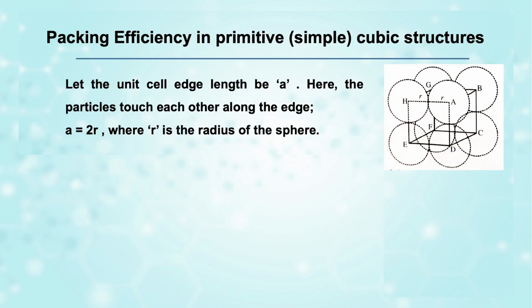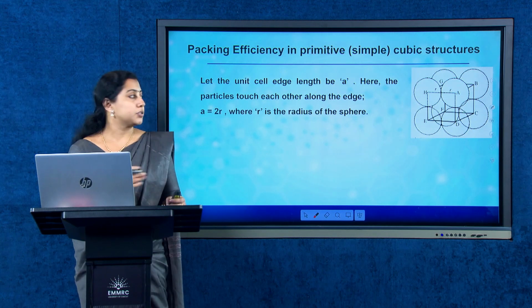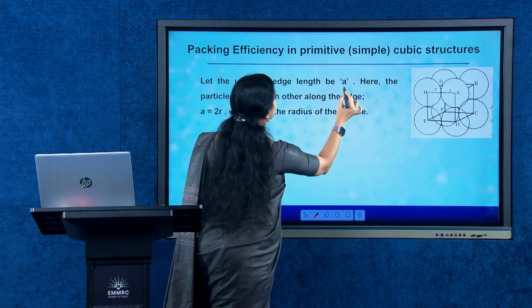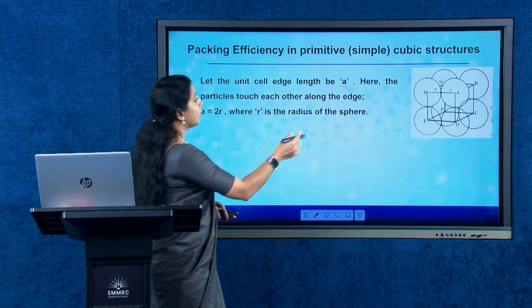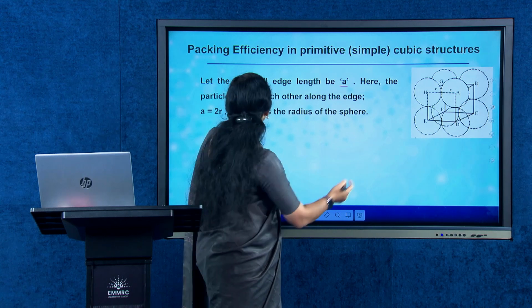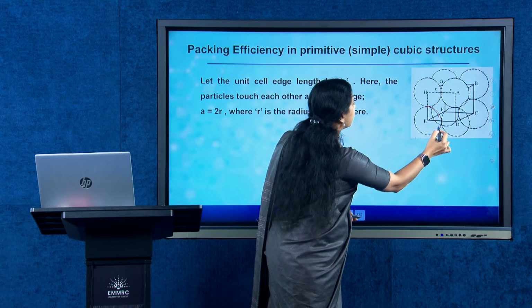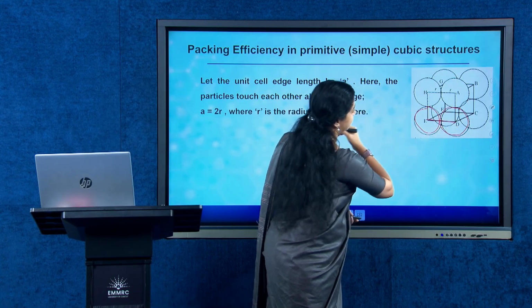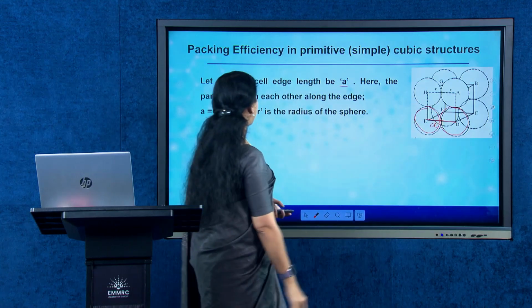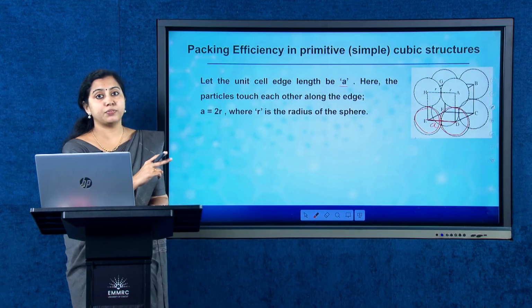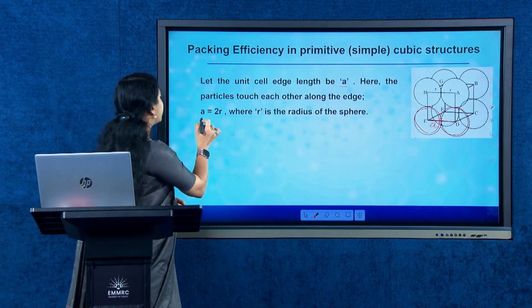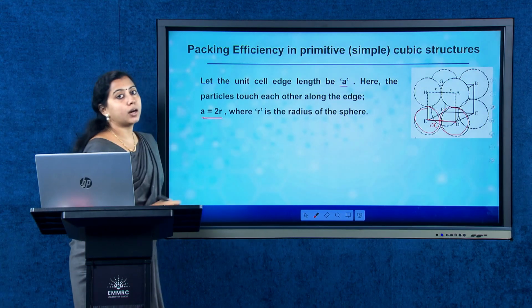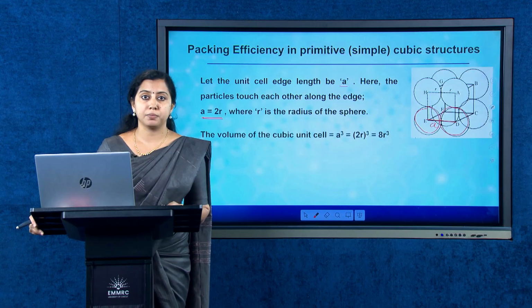Now, let us see how to calculate the packing efficiency in a primitive cubic structure or a simple cubic structure. Here also let the unit cell edge length be A. On the figure, you can see that the particles touch each other along the edge. So, this is one particle and this is another sphere. They touch along the edge and the edge length is represented as A. Since there are 2 spheres along one edge, we can represent the edge length A equals 2R, where R is the radius of the sphere.